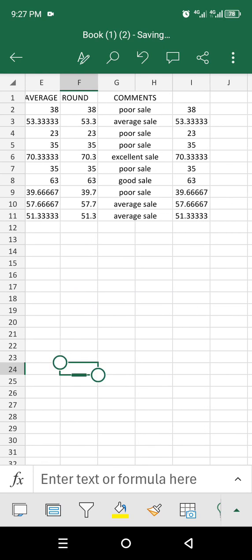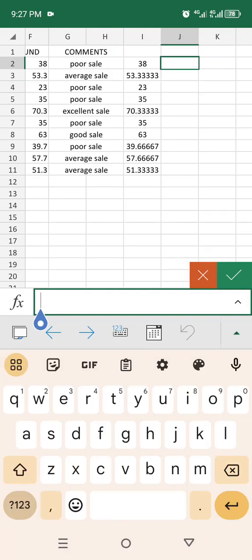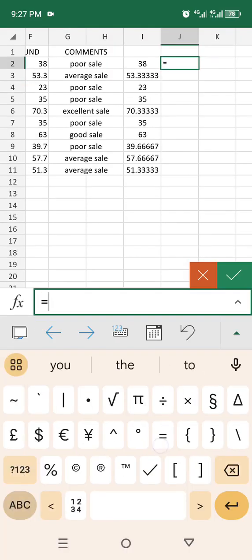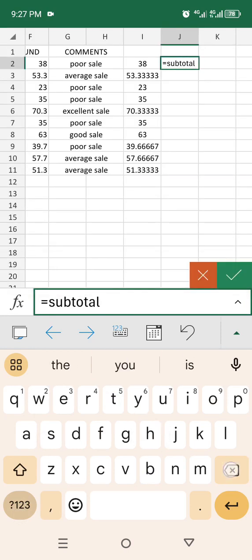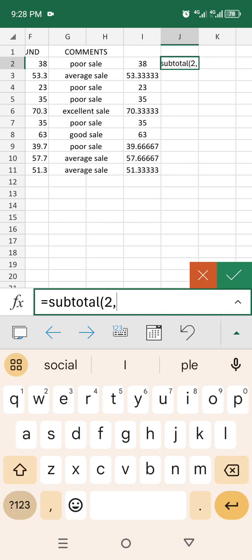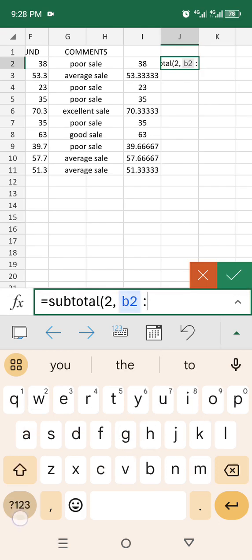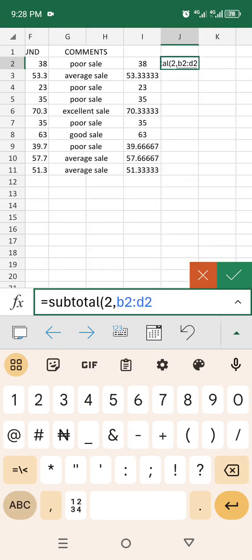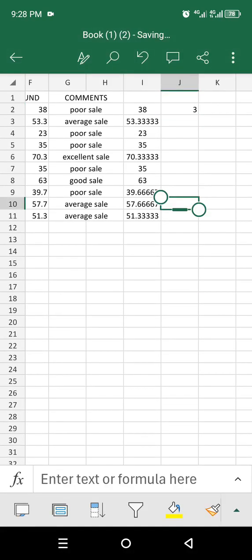Let's proceed and see. If I type another one here, equal to subtotal, and instead of using 1, I use 2, comma, then B2 ratio D2. Okay, and do it. Now I am having 3.